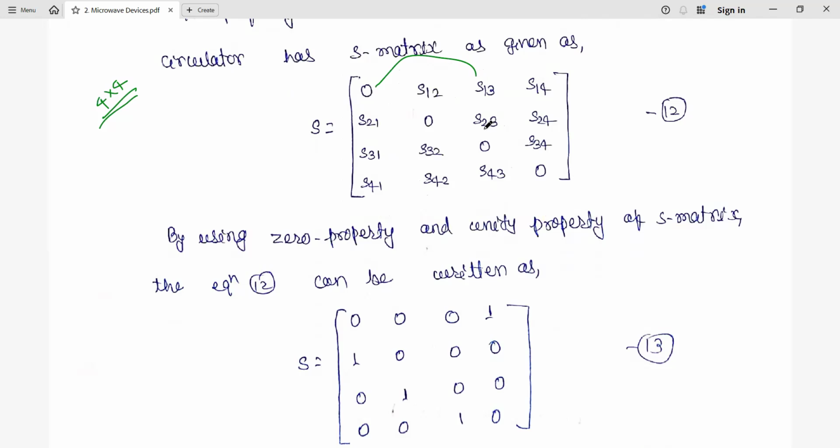Whereas the unity property means the element of one column is multiplied with the conjugate of the element of the same column and added, which is going to be equal to 1.